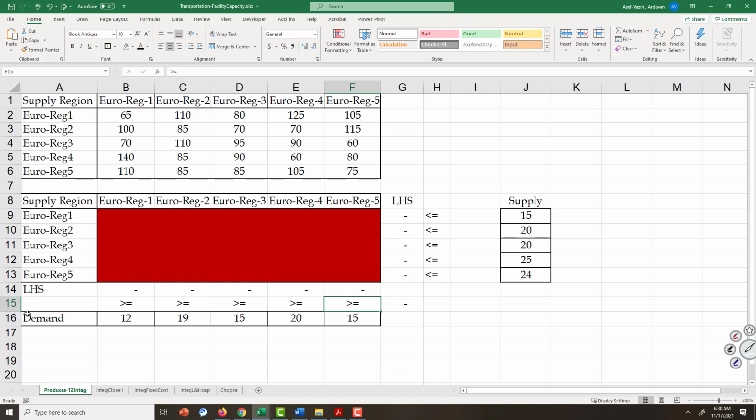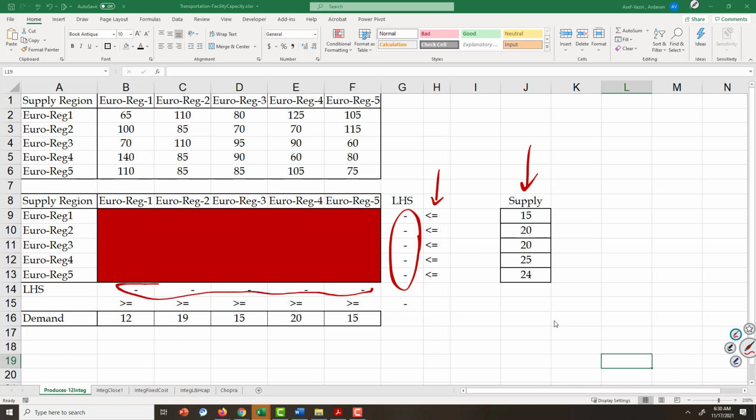I should write a constraint stating that these numbers are less than or equal to these numbers, and these numbers are equal to these numbers. However, because the objective function would be minimization of the total cost, it really doesn't matter if I put equal or greater than or equal. The computerized procedure that solved the problem will never exceed these numbers because it will only increase cost, and the objective of the model is to minimize the total cost.